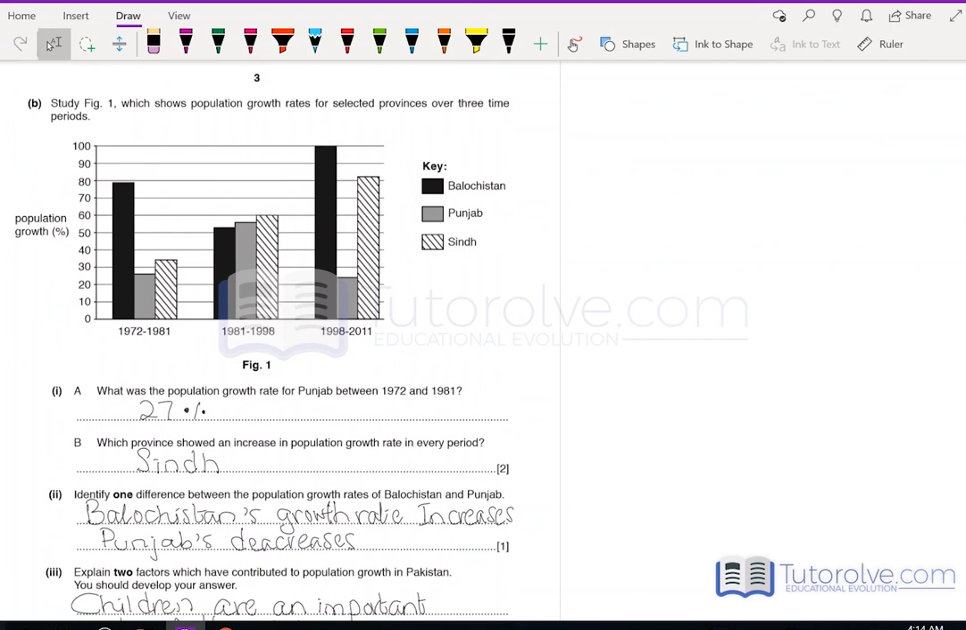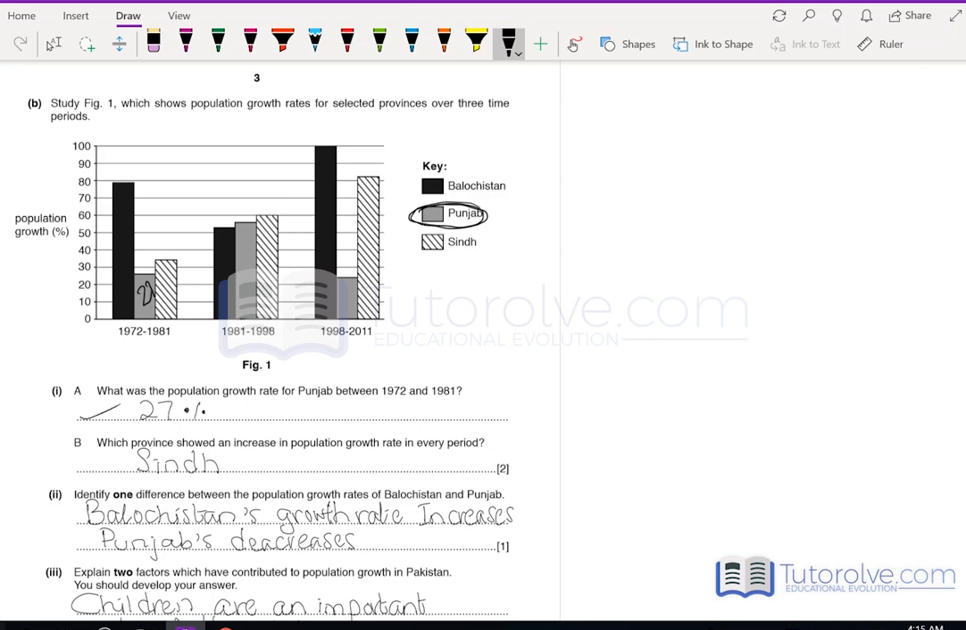B part, figure 1 shows the population growth of selected provinces over 3 time periods. So A, what was the population growth rate of Punjab between 1972 and 1981? So this is the graph for 1972 and 1981. Now it's asking for Punjab. Now the key for Punjab is this shade, so it's this one. So approximately it would be around 27%. So that's the answer, 27%.